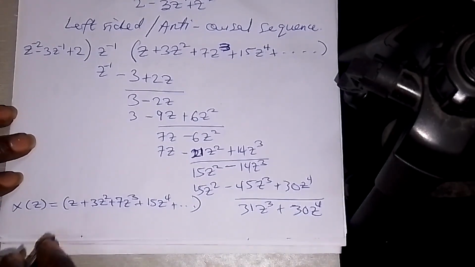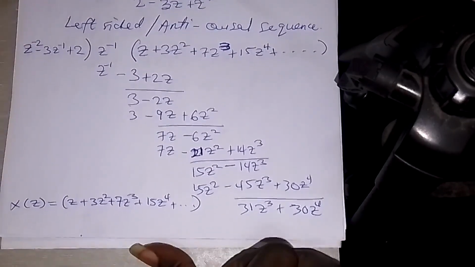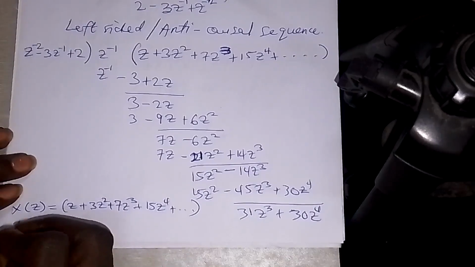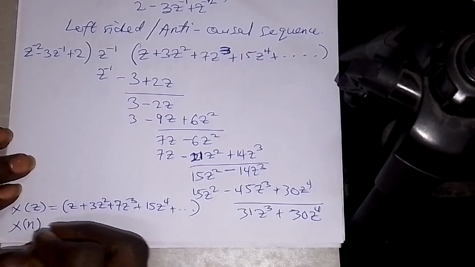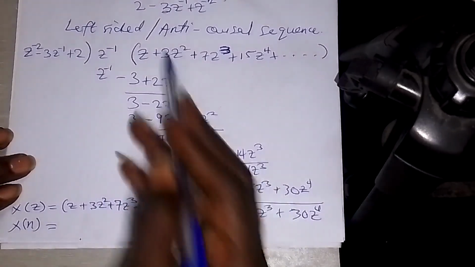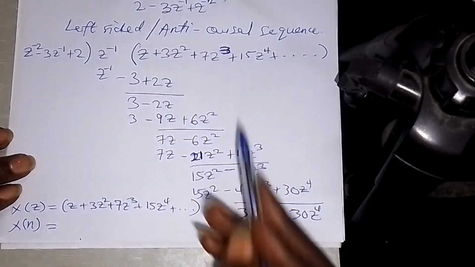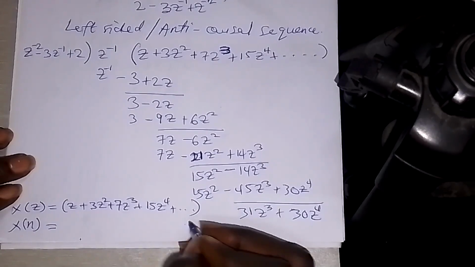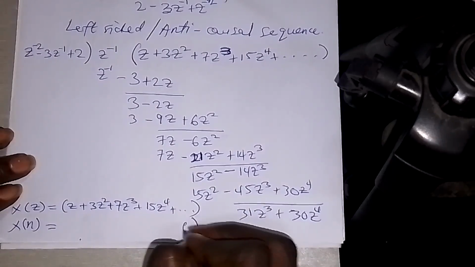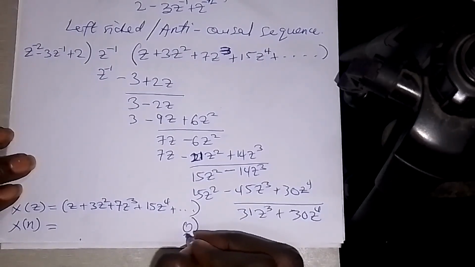Now we want to know the sequence, X of n. Here we said it's an anticausal sequence, so that means it must start from 0. So what are we going to have? We're going to start from 0. So I'll put 0 here, my arrow will be here.